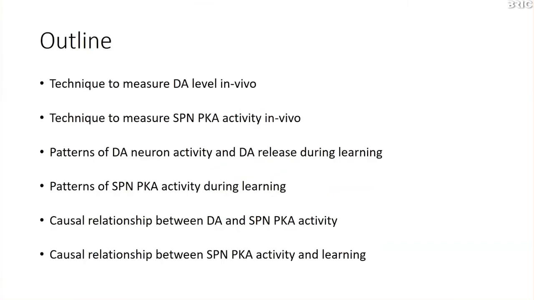So this is the outline for today's talk. I will first talk about the technique to measure dopamine in vivo, and then we will talk about the PKA activity in vivo. Then I will show you the dopaminergic neuron activity and dopamine release pattern during learning. And then I will talk about the PKA activity during learning, then trying to show you the causal relationship between the two. And then I will end with the causal relationship between the PKA activity as well as the learning.